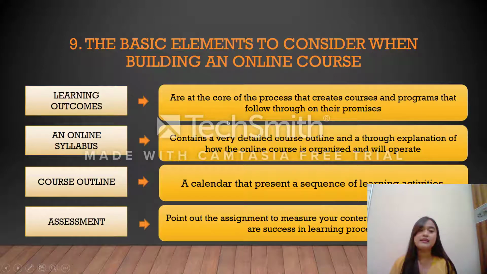And then the next question is about the basic elements to consider when building an online course. There are four basic elements. The first is learning outcomes, an online syllabus, a course outline, and assessment. The learning outcomes are at the core of the process that creates courses and programs that follow through on their premises. And the next is the online syllabus, which contains a very detailed course outline and an explanation of how the online course is organized and will operate.